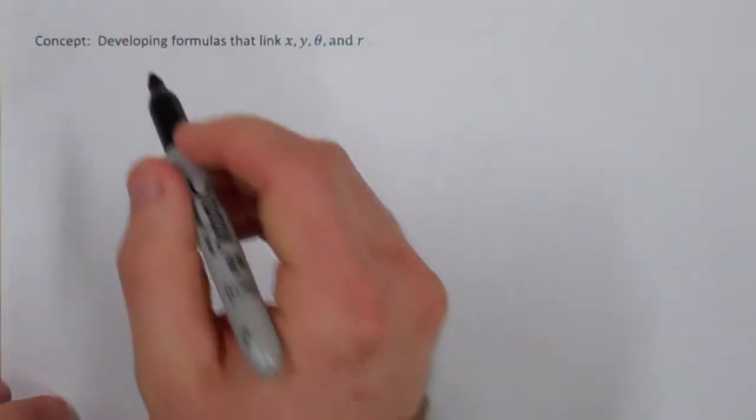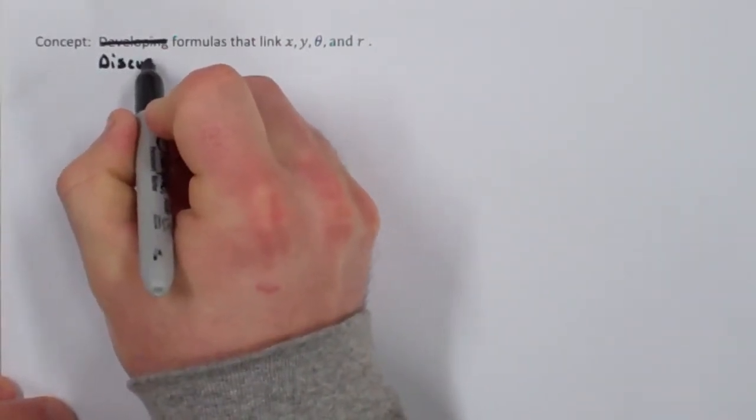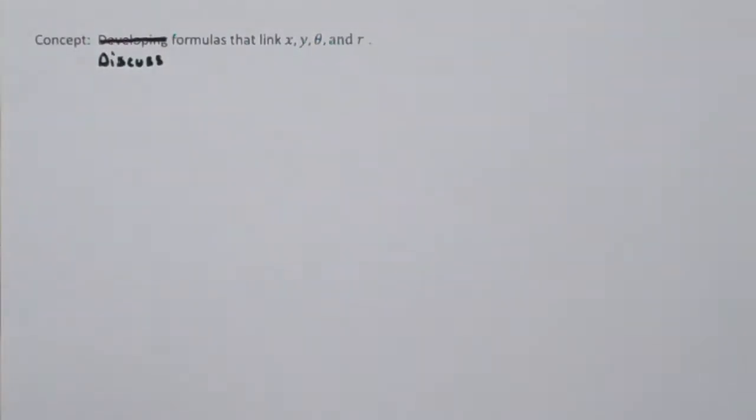In this concept video, we're going to be discussing formulas that link x, y, theta, and r. And maybe I should change that right away. We're not really going to develop these, we're just going to discuss them. These formulas were developed in some of the previous videos. So if you'd like to see where these things come from, check out the videos from Learning Target 1, on changing polar coordinates into rectangular coordinates and vice versa.